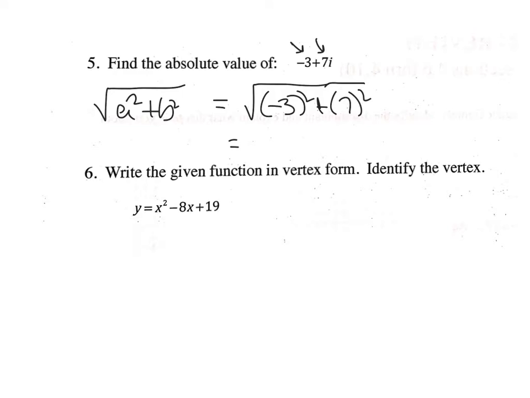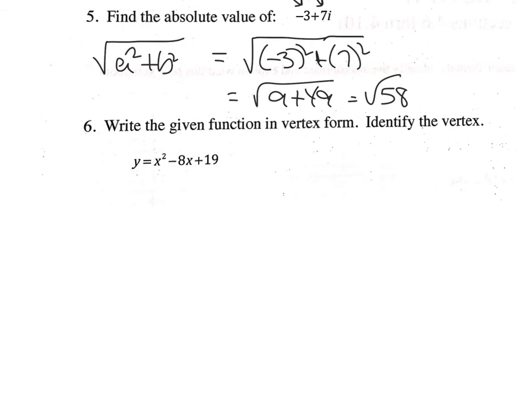So I would get the square root of 9 plus 49, which is the square root of 58. I know you want to break down 58, but believe it or not, it doesn't break down. So we're stuck there. All right, number 6, write the given function in vertex form. Again, that's completing the square. So put the x squared and 8x together, leave the 19 just sitting out here, and leave room to complete the square.